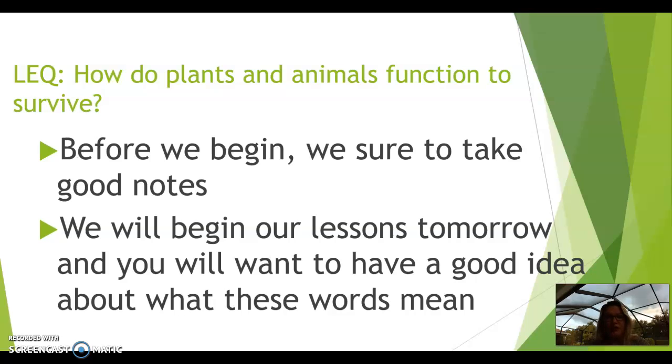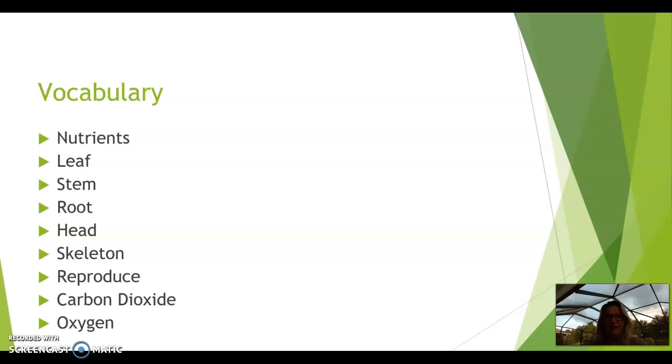Our lesson essential question this week is, how do plants and animals function to survive? Some of the words that we're going to be discussing are nutrients, leaves or leaf, stem, root, head, skeleton, reproduce, carbon dioxide, and oxygen.